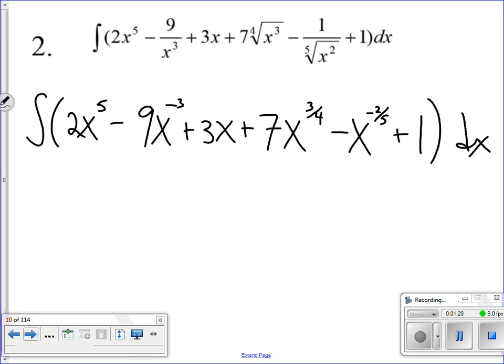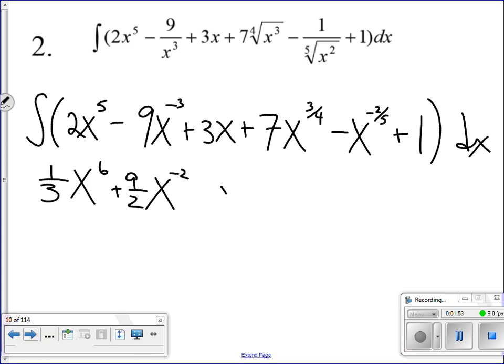Now we can go ahead and integrate each term separately using the power rule. So for the first term, we add 1, we get 6. So now we multiply by 1/6 or divide by 6. 2/6 is the same as 1/3. Next term, we add 1 to the old exponent, we get negative 2. So we have to multiply by negative 1/2. So we have plus 9/2.